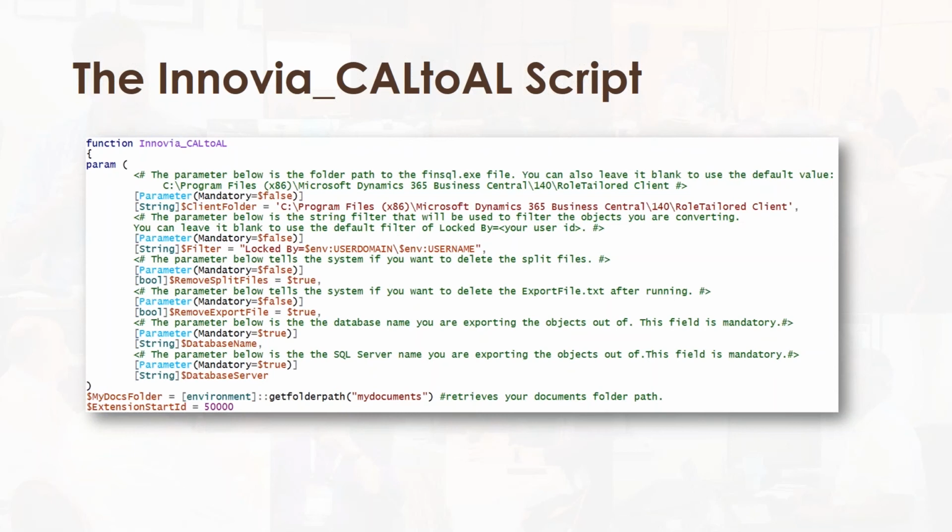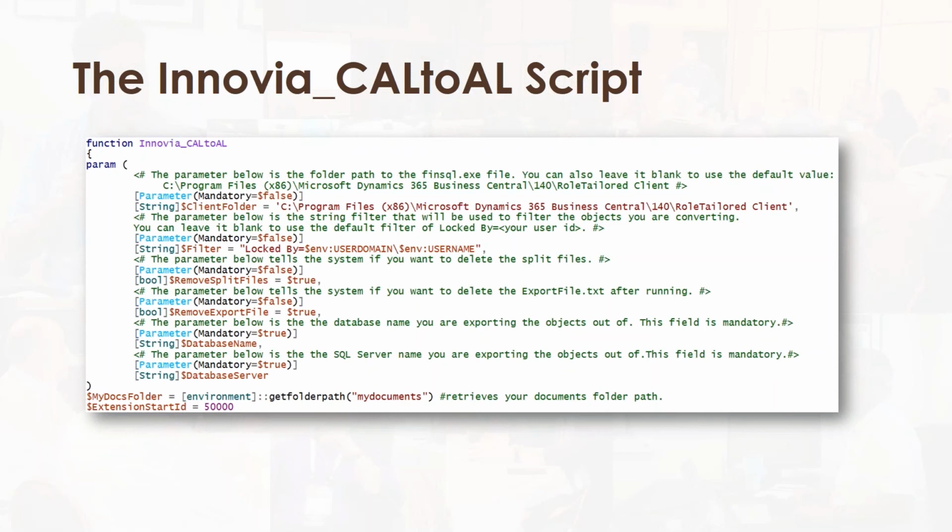There is a filter parameter. By default, it will look in your FinSQL environment in your development client and see what you have locked. Whatever you have locked with your username, it will export that object. So you could leave that parameter blank and it will use that default. To select your objects, you just open up your development environment, select whatever you want, and just lock it. And then this parameter will pick it up.